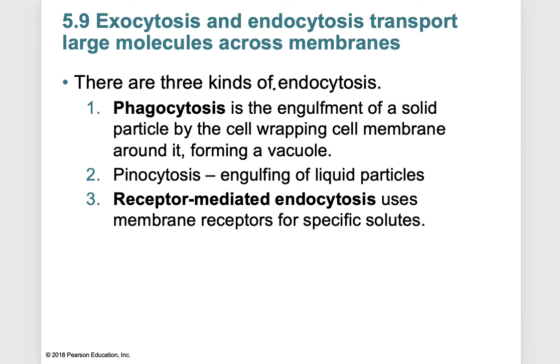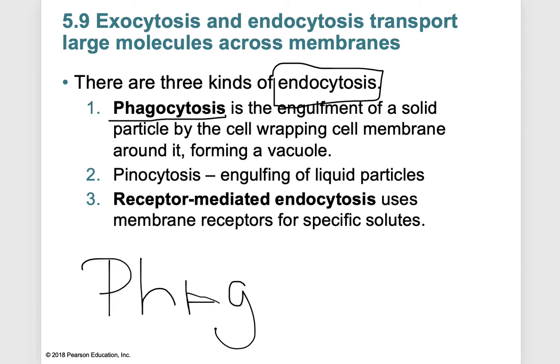There are three different types of endocytosis, the ways things actually enter the cell. We have phagocytosis, phage meaning to eat. This is the transport of solid particles inside the cell. We have pinocytosis, which is more of cell drinking, so engulfing of more liquid particles. And lastly, we have receptor-mediated endocytosis, which uses specific membrane receptors to bind to specific solutes.